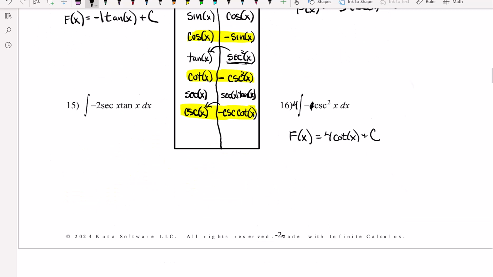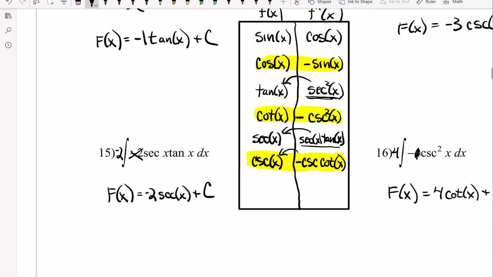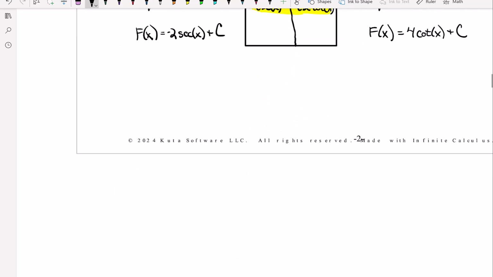All right. And then here we've got secant tangent, supposed to be positive. So this entire negative 2 gets pulled out. So it's negative 2 times the integral of secant tangent, which is secant x. And I think that's it for those.